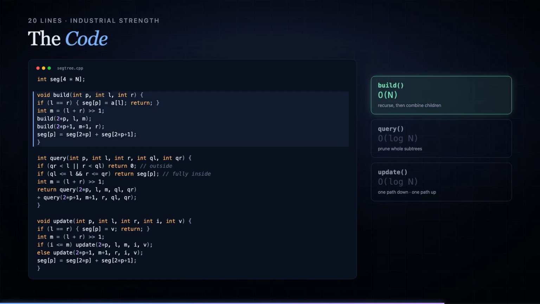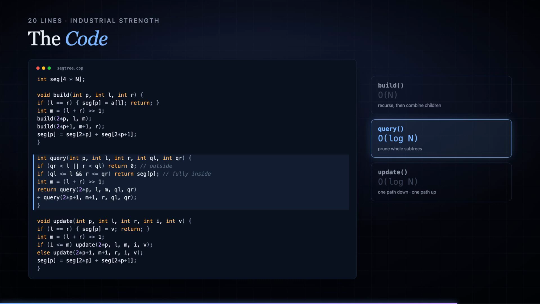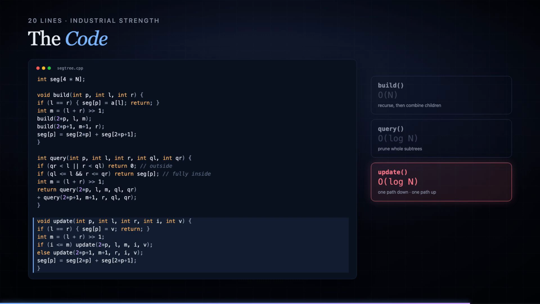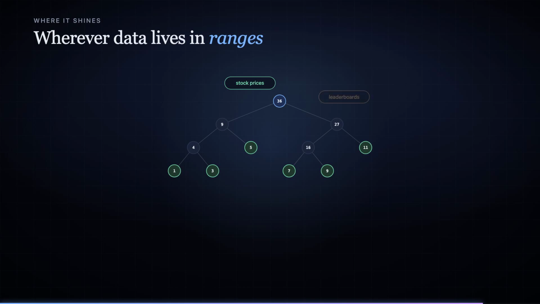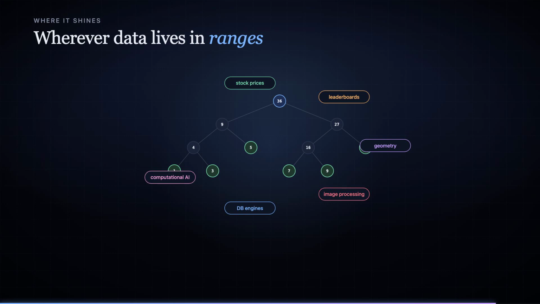Here is the heart of it in code. A build function that recurses and combines. A query that prunes whole subtrees. An update that walks a single path. 20 lines. Industrial strength. Wherever data lives in ranges, stock prices, game leaderboards, computational geometry, image processing, even database engines, the segment tree is quietly working underneath. Master it once, and 1,000 problems collapse into a familiar shape.